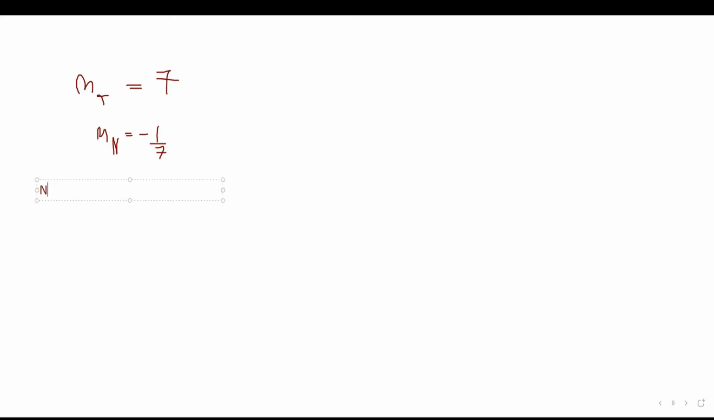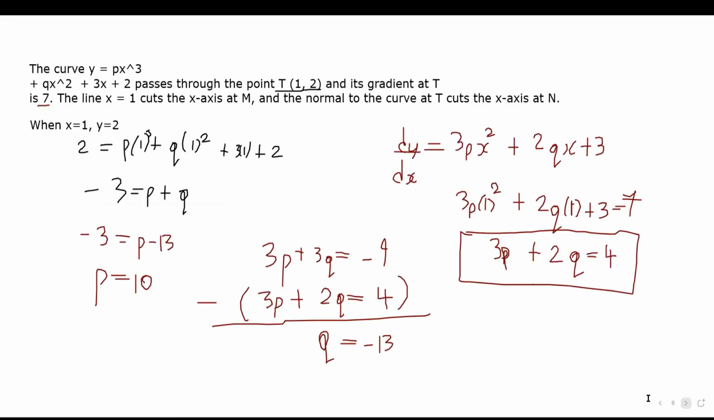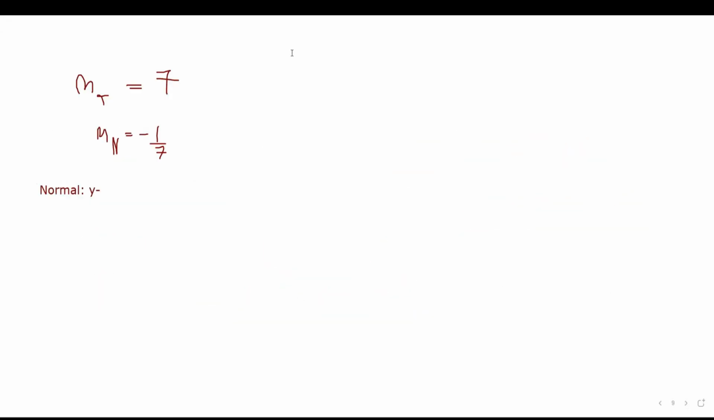And so the equation of the normal is going to be given by y minus the y value at the point. Remember at t, the point given is (1, 2). So it's y minus the y value at the point, and that's equal to the gradient, which is -1/7, times in brackets x minus 1.